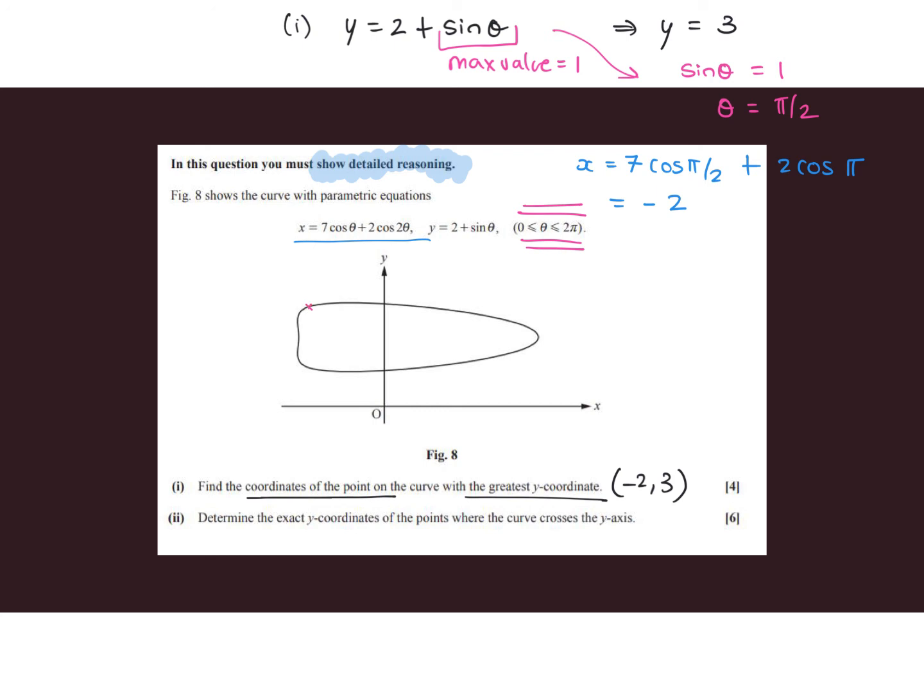Now, for part 2, we've got to determine the y-coordinates of the points where the curve crosses the y-axis. So the curve crosses the y-axis in 2 places. It crosses the y-axis here, and it crosses the y-axis here. Now, what's interesting about those points is that at those points, x, of course, equals 0. So x equals 0, that means the whole equation for x, 7 cos theta plus 2 cos 2 theta equals 0.